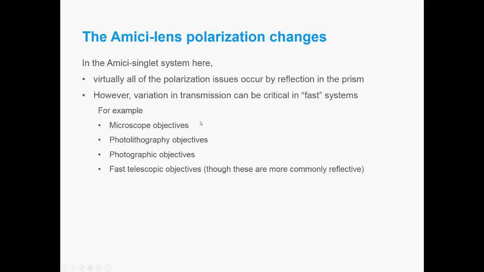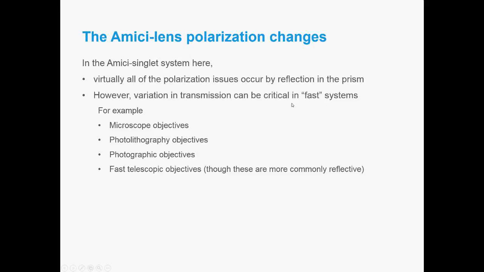So in the Amici singlet system, most of the polarization issues are occurring by reflection in the prism. The variation in transmission is not so significant in this because hitting all the transmitting surfaces, we're at fairly small angles of incidence. At the input and output face, essentially we're at 0 angle of incidence. At the lens, it's not a very strong lens with strong curvature, so it also has very small angle of incidence characteristic. But a variation in transmission with polarization can be really critical in fast systems.